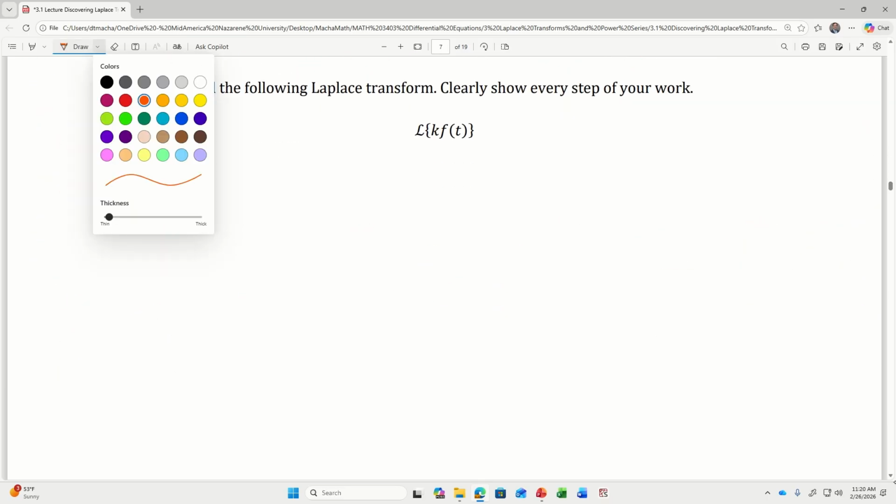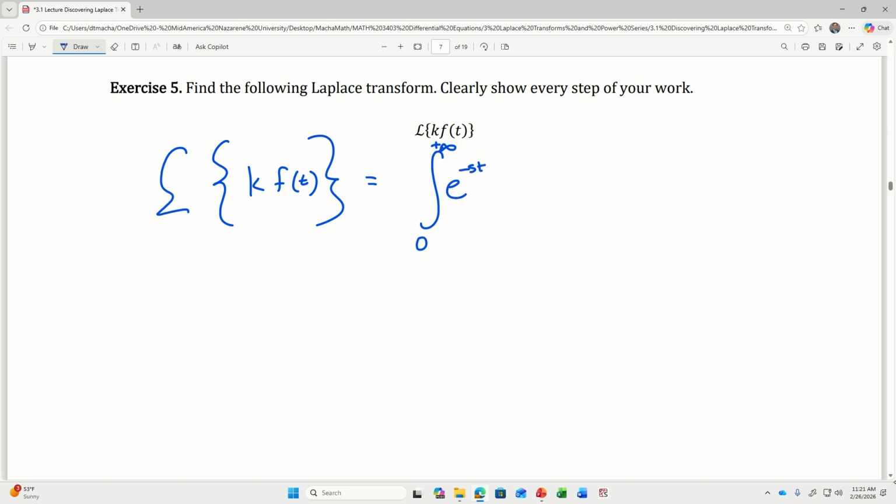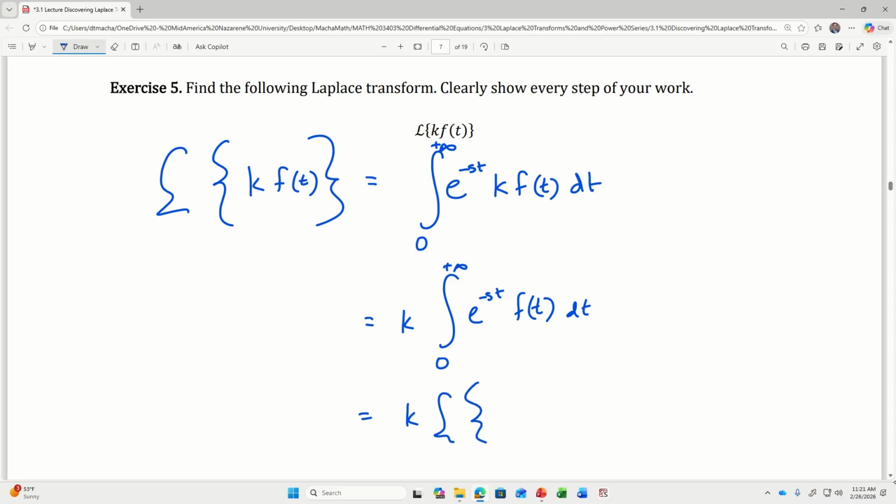Find the following Laplace transform. There's going to be a lot of these today. What this is asking is, what happens if you have a constant multiple times a function? This would be the integral from 0 to infinity of e to the negative st times that k constant times my function dt. And because of that integral homogeneity we talked about earlier, what you find is this is the same thing as if you just take the k outside of the Laplace transform.